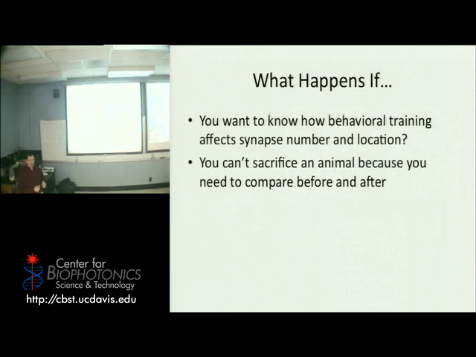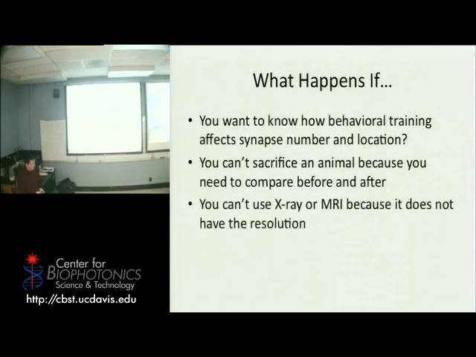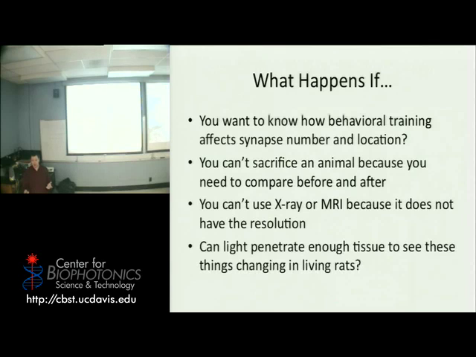So it's impossible to ask how behavior or experience affects these because you have to know what it's like before and after the behavior, and you can only sacrifice an animal once. So how do you deal with this? One of the ideas was to do something like use X-ray or MRI or CAT scan, but the resolution is really bad. You can't see single cells, let alone single synapses. And as we were talking about in the beginning of class, you can't just shine a blue light on a rat body and expect to get something back out. The signal's too weak. So what did he do?